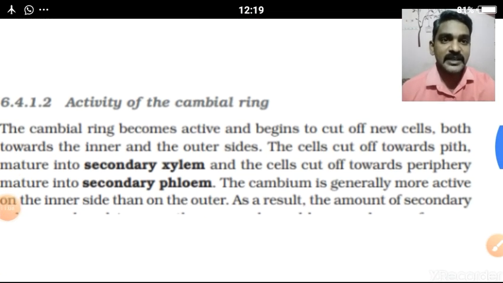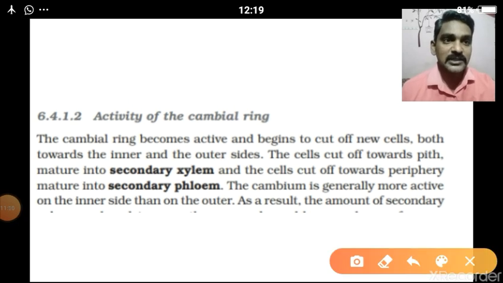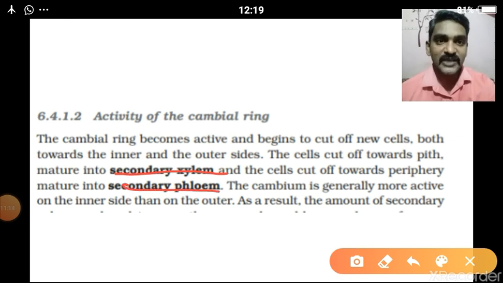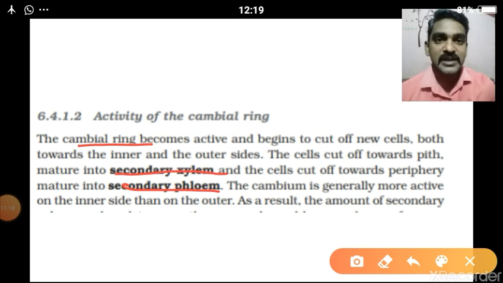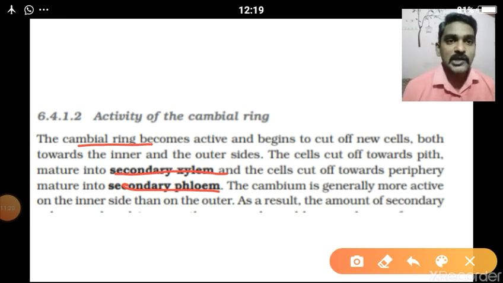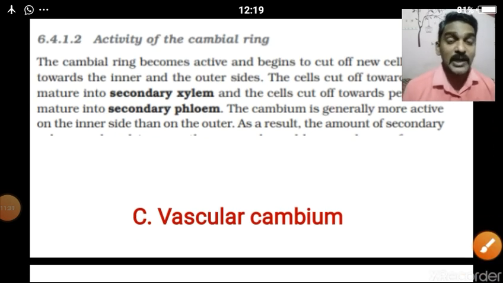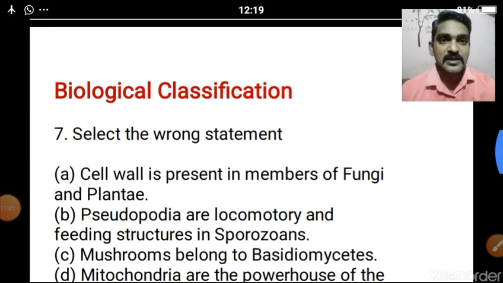You can see here they have directly given the answer. Secondary xylem as well as secondary phloem. So where do they come from? From the cambial ring, the vascular cambium. So the cambium begins to cut off new cells. From that only, what happens? Secondary xylem as well as secondary phloem is forming. So the answer will be what? Vascular cambium. Okay. So next, go to the next question.